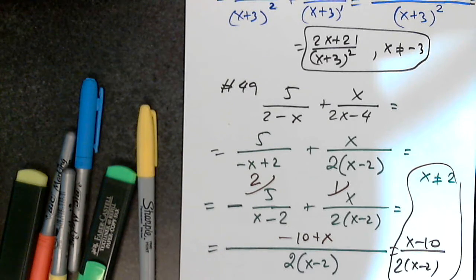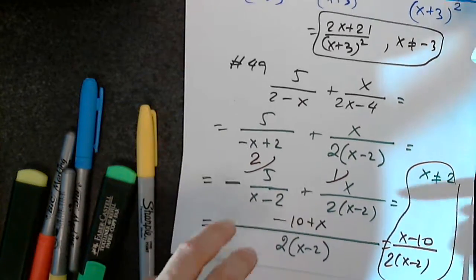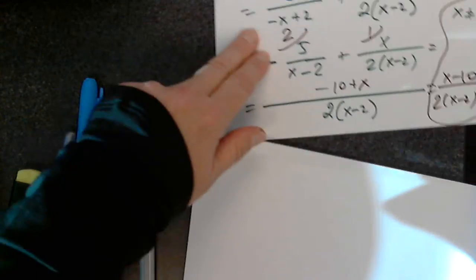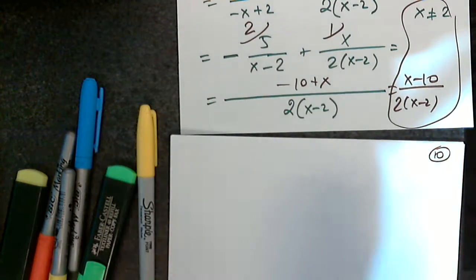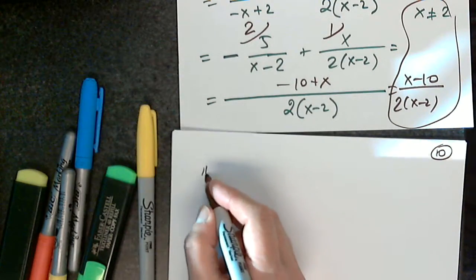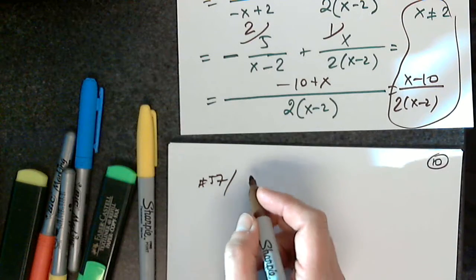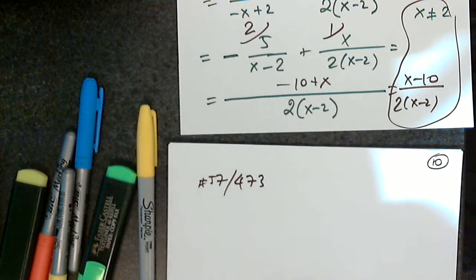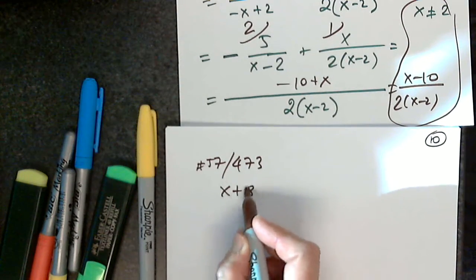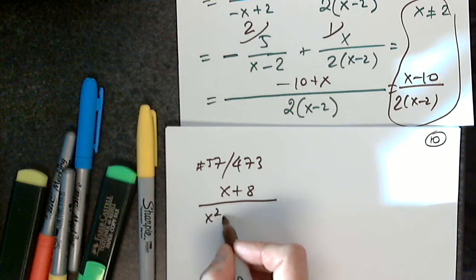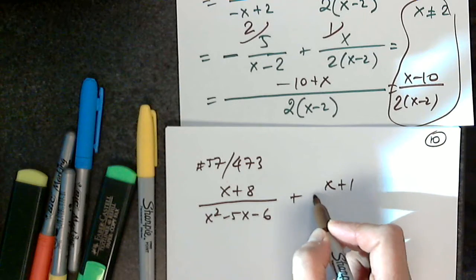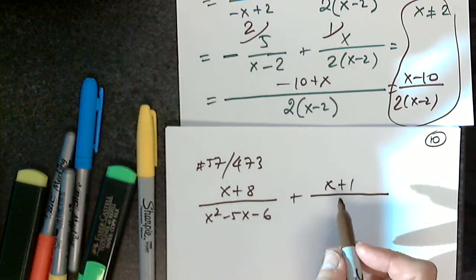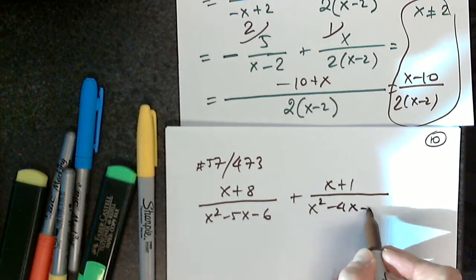Now, 57 is a difficult situation. Let's work on 57 for a minute or two. 57 on page 473: x plus 8 divided by x squared minus 5x minus 6, plus x plus 1 divided by x squared minus 4x minus 5.